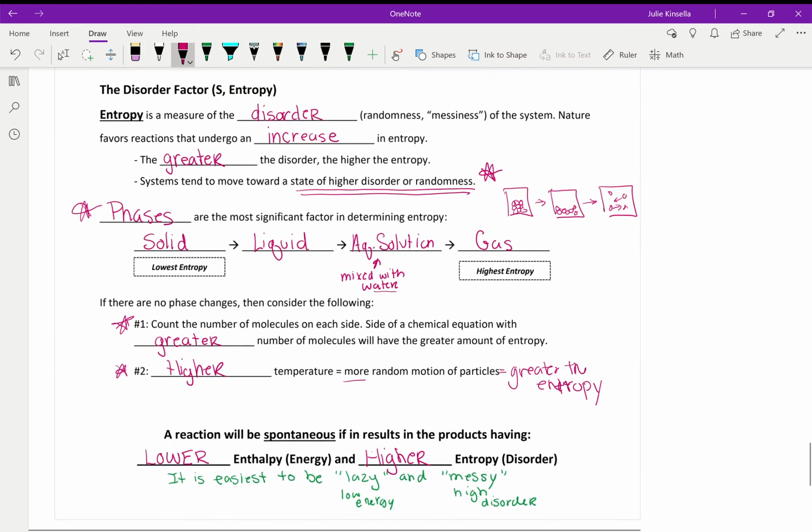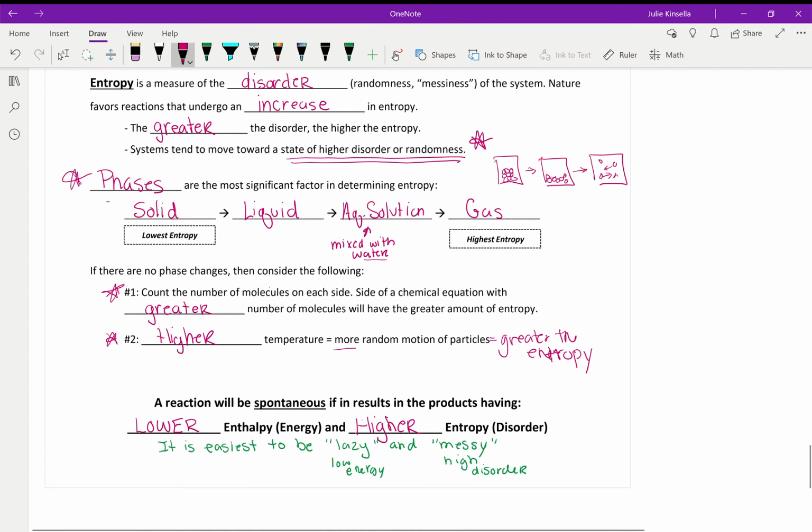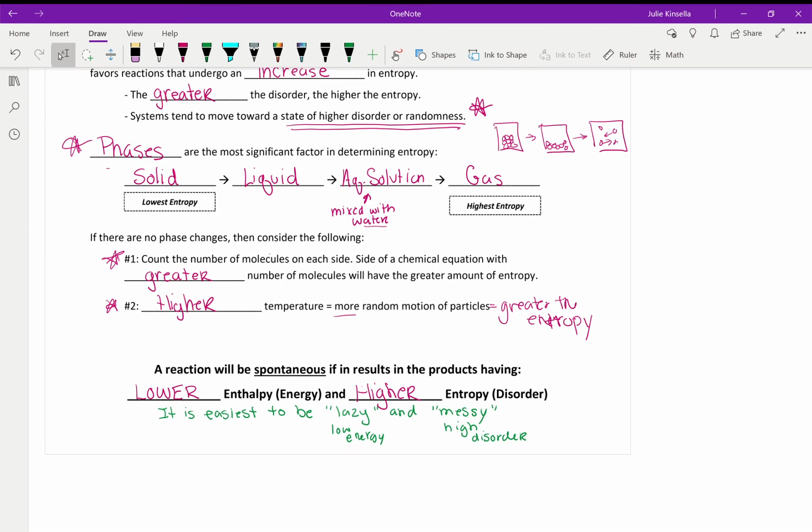One thing you have to know from this video is what entropy is, that measure of disorder. Knowing how to pick out when entropy is increasing or decreasing, either based on phase, the number of molecules on each side, or the temperature. And the other part is going back to a spontaneous reaction. How does this all move into whether a reaction will be spontaneous or not? Well, a reaction will be spontaneous if it creates a lower enthalpy or energy, your exothermic reactions, and if you have a higher disorder or entropy.